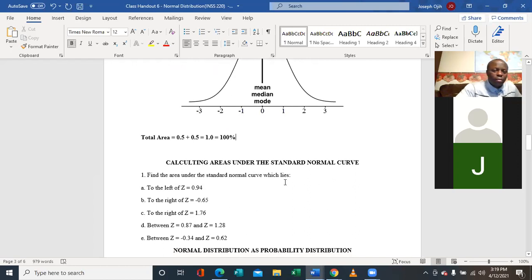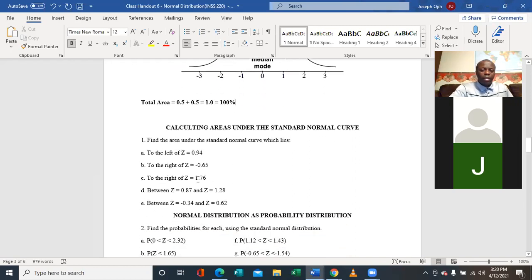So it says find the area. Make it bigger. Maybe we can try two of them on this side.